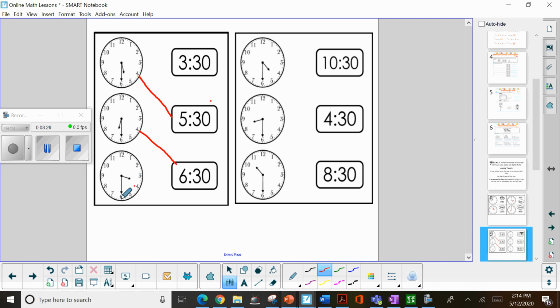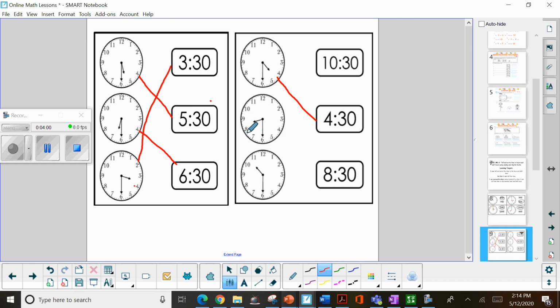Okay, so now we're going to this one. The minute hand is on the 6, which means 30. This one is between the 3 and the 4, so it is 3:30. Over here, this tells me it's 30 minutes, which all of these have. Between the 4 and the 5, I'm going to go to the earlier hour, which is 4, and this shows me 4:30.